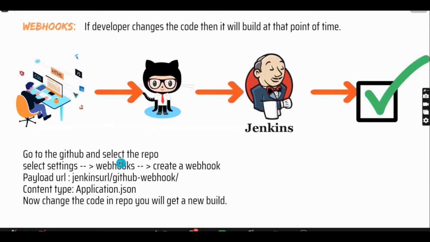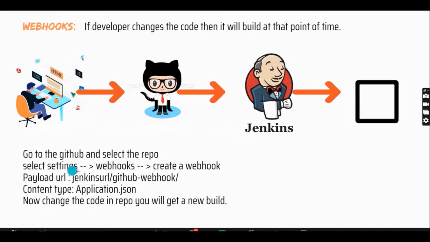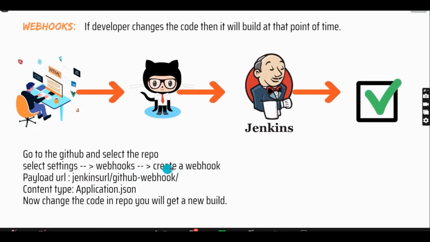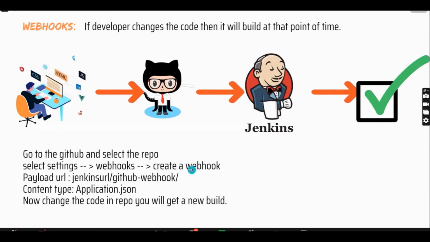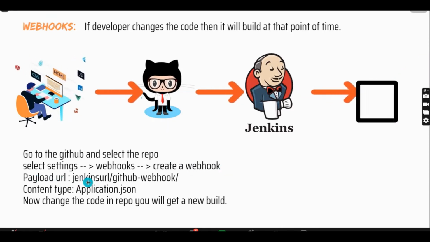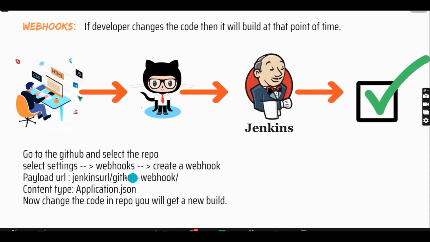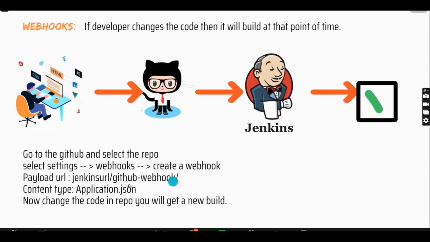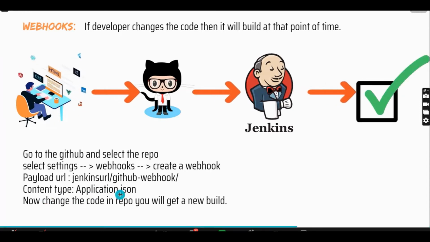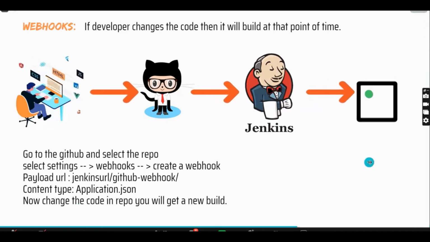If you want to set it up, select the repo, go to settings, webhook, and create a new webhook. Once it is given, go for the payload URL and give the Jenkins URL which we are using, and after that slash github-webhook slash. And at the end, change the content type to application/json format. If you change something, it will be triggered directly and automatically. So this is the concept of webhook.